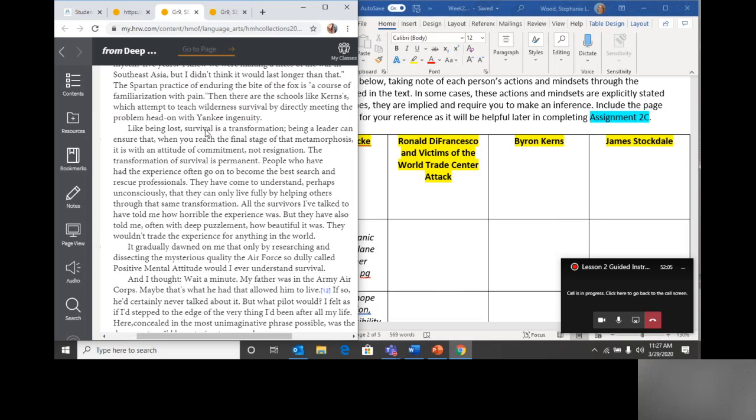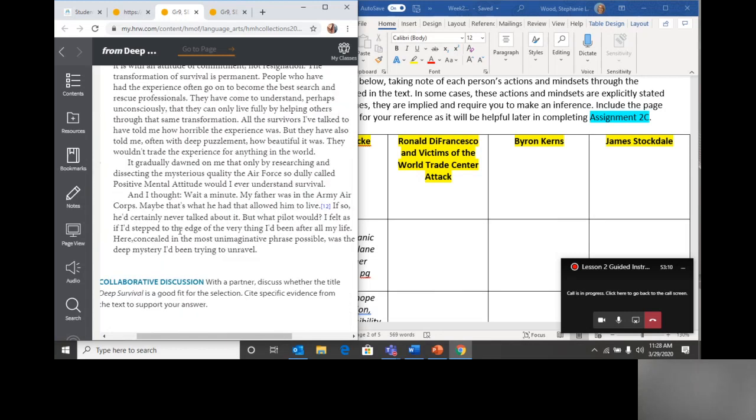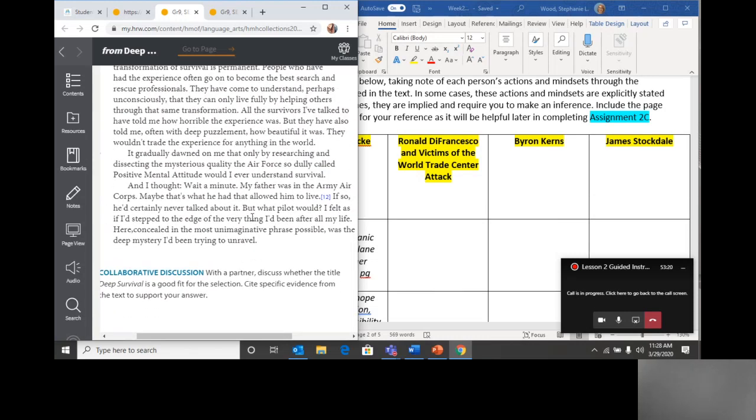And I thought, wait a minute. My father was in the Army Air Corps. Maybe that's what he had that allowed him to live. If so, he'd certainly never talked about it. But what pilot would? I felt as if I stepped to the edge of a very thing I'd been after all my life. Here, concealed in the most unimaginative phrase possible, was the deep mystery I've been trying to unravel.